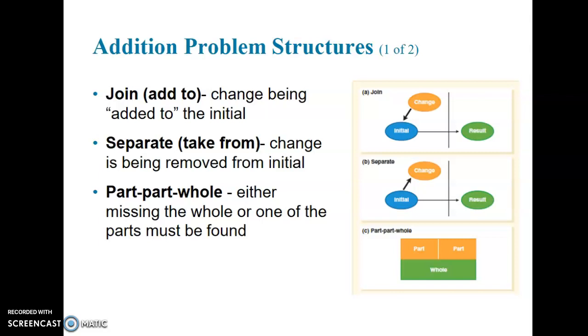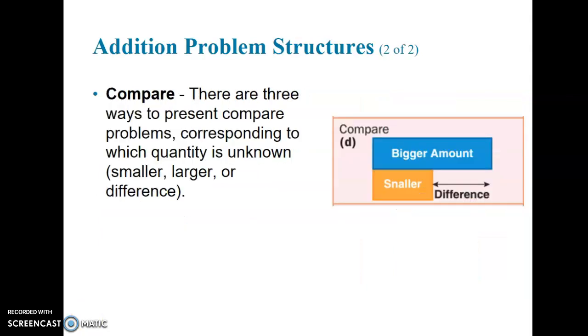Part-whole problems are known as put together and take apart problems, which involve two parts that are conceptually or mentally combined into one collection or whole. Compare problems involve the comparison of two quantities. The third amount in these problems does not actually exist, but is the difference between the two quantities.